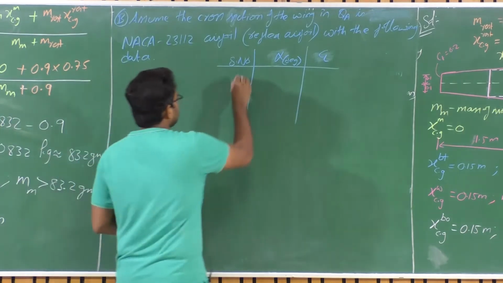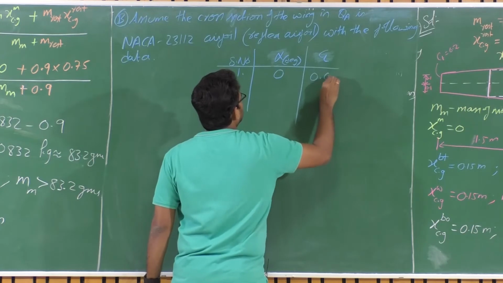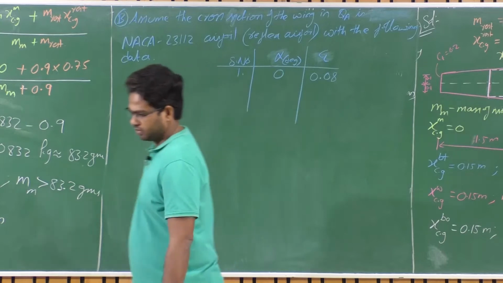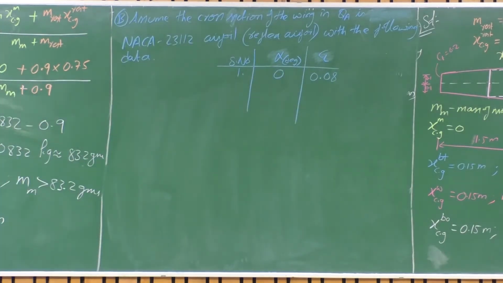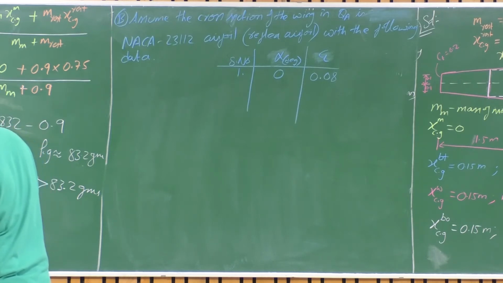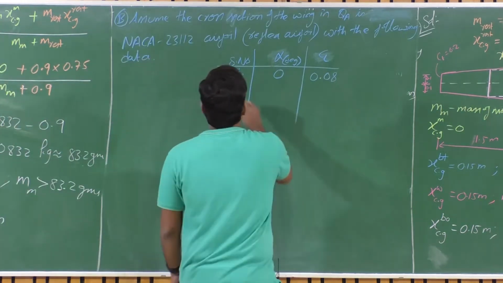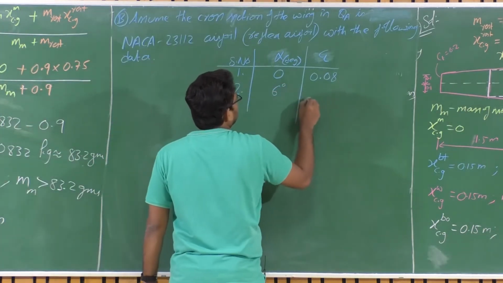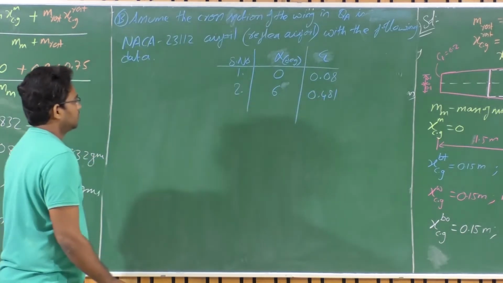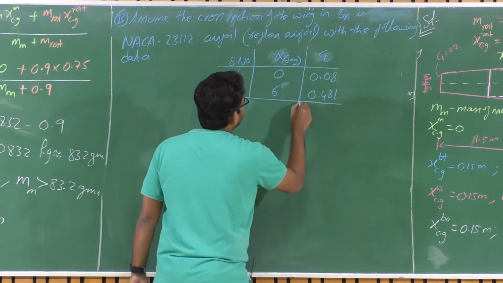So first, at 0 degrees angle of attack, CL is approximately 0.08, right? This is 0.08, and then at 6 degrees angle of attack it is 0.481. Okay, so this is the data given for the airfoil, right?